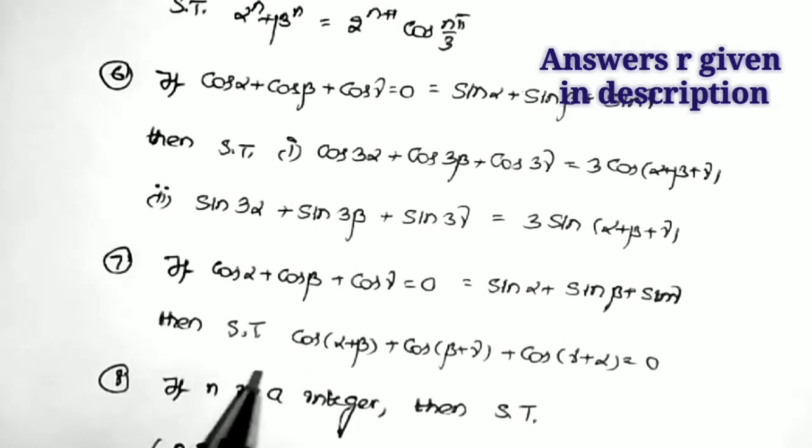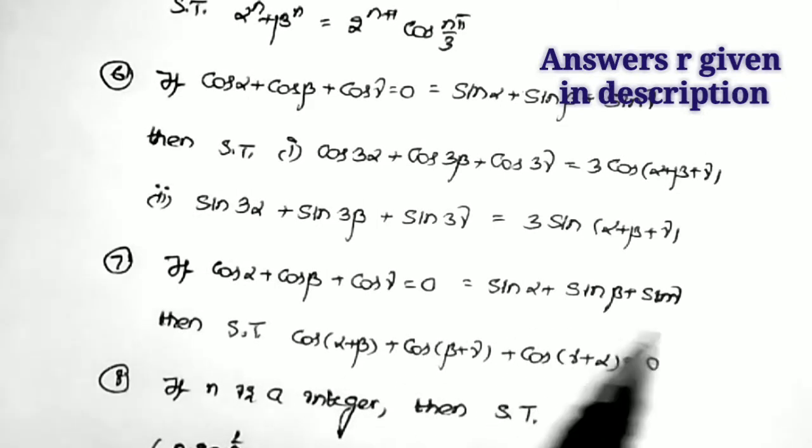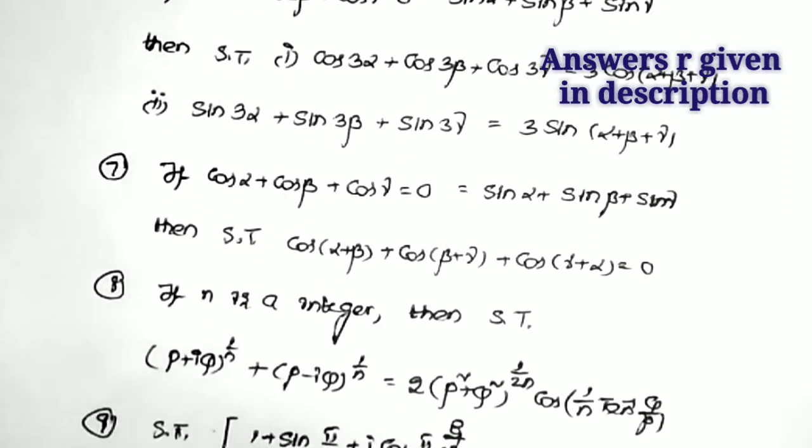And the next one, if cos alpha plus cos beta plus cos gamma is equal to 0 is equal to sin alpha plus sin beta plus sin gamma, then show that cos of (alpha plus beta) plus cos of (beta plus gamma) plus cos of (gamma plus alpha) is equal to 0. Next one, if n is an integer, then show that (p plus iq)^(1/n) plus (p minus iq)^(1/n) is equal to 2 into (p square plus q square)^(1/2n) into cos of (1 by n into tan inverse of q by p).